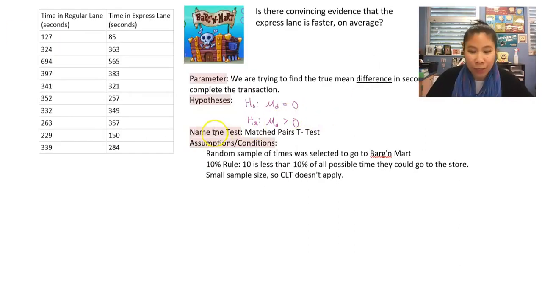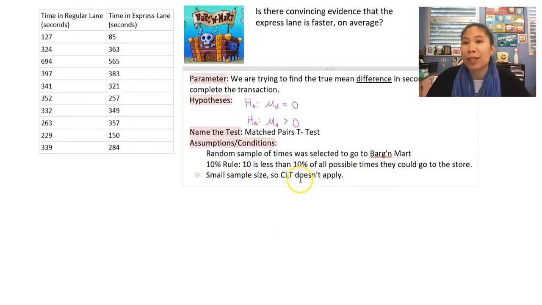All right, so next we name the test. This is a matched pairs t-test. Our assumptions and conditions, I'm going to go kind of quickly through this. We have a random sample of times that were selected to go to the Bargain Mart. The 10% rule: 10 is less than 10% of all possible times that they could go to the store. And then lastly, to check for normality, we have a small sample size, so CLT does not apply, which means we're going to have to make a graph.